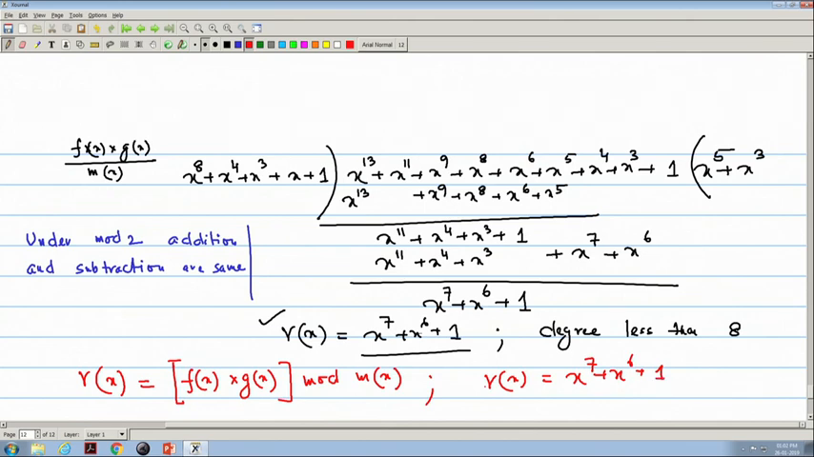So, similar to normal modular arithmetic, I got the modular polynomial arithmetic. Now, we will be using this thing to form a field.